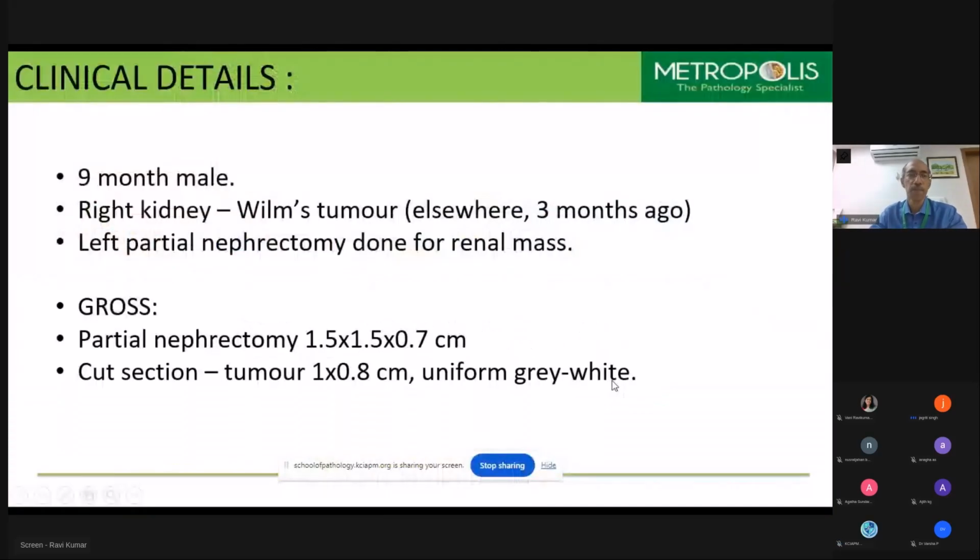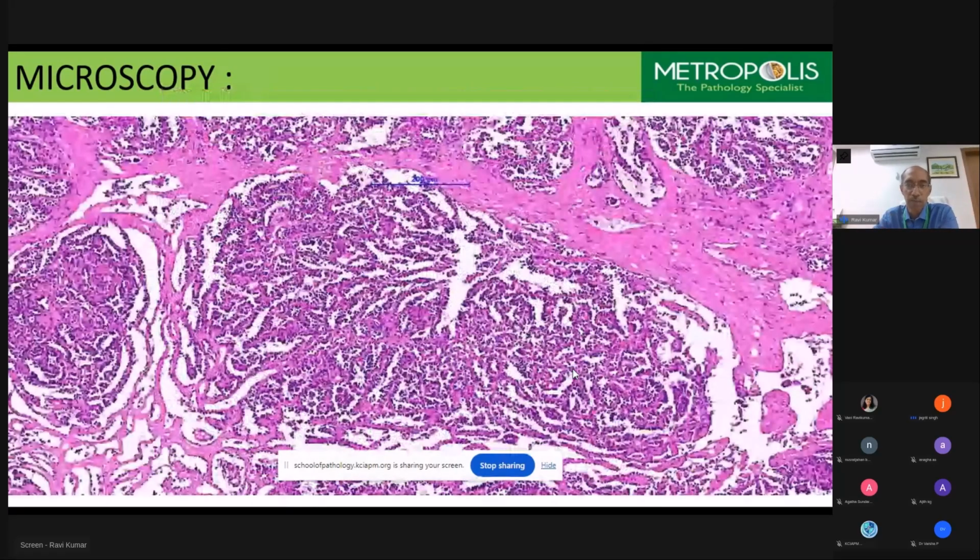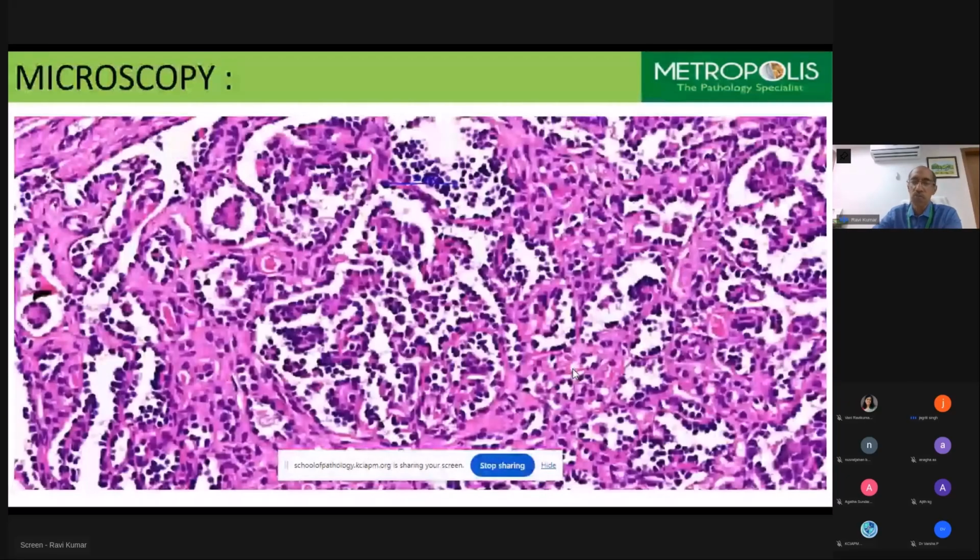Yeah, case number 8. So going by history, there was a history of a previous nephrectomy done for Wilms tumor elsewhere, which happened 3 months ago. And this was on the right side. And now we've got a left partial nephrectomy done for the renal mass. And this mass measured 1 by 0.8 centimeter. So it was a small mass, but definitely it was grossly visible, which is an important point, as we'll see later on. Microscopy, I will not go into it. Dr. Jagrati has already done more than enough of it. Let me jump straight to the responses that we received.